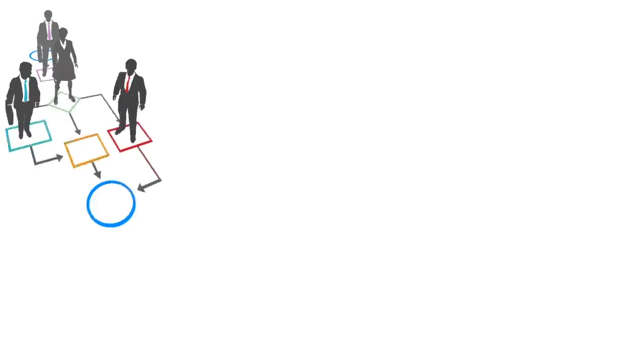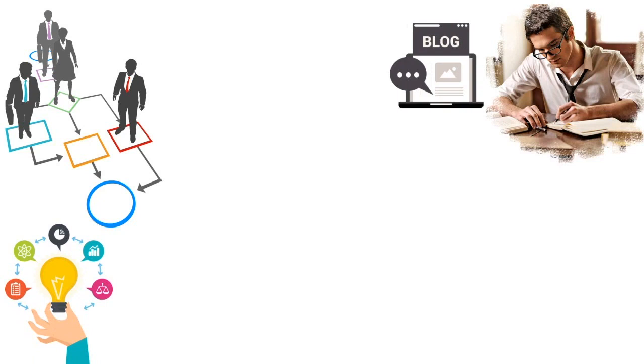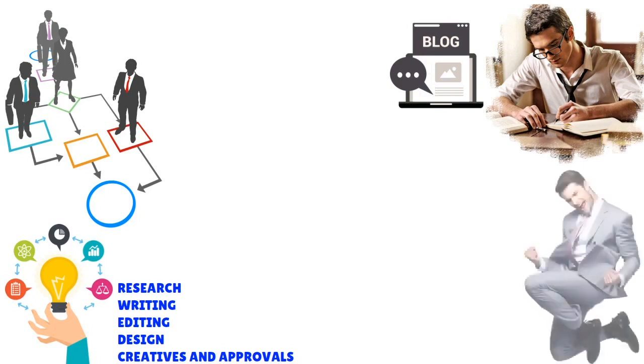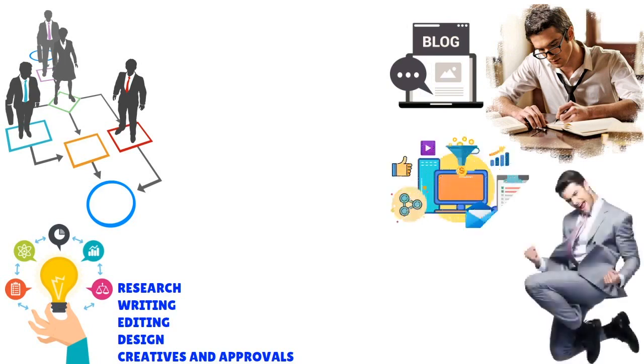Your content must go through several stages before clicking the post button, right? For example, if you're writing a blog post, you can't write the first draft and just publish it, right? The content creation process includes research, writing, editing, design, creatives, and approvals. And this process can help you create top-notch content and even rank in the SERPs.